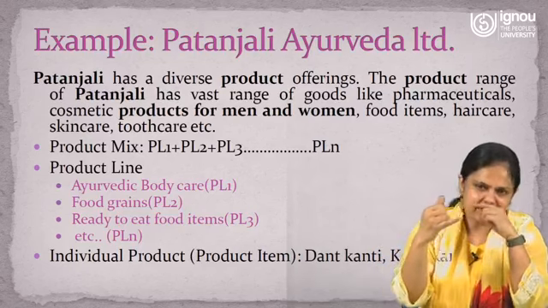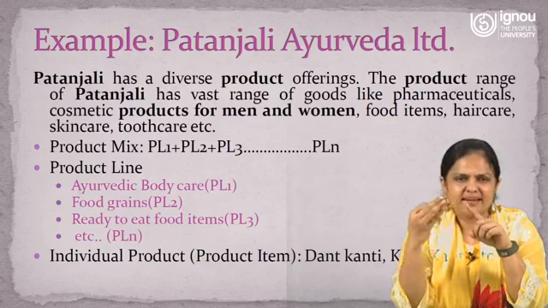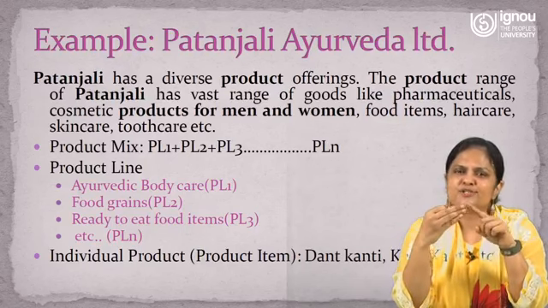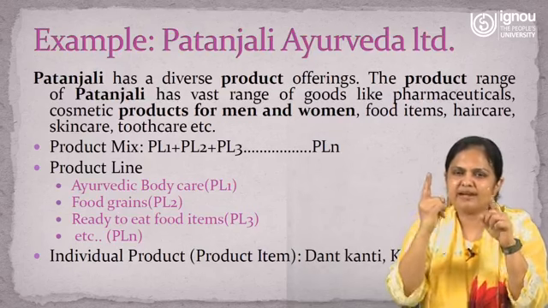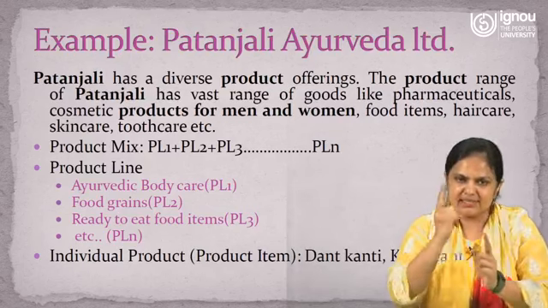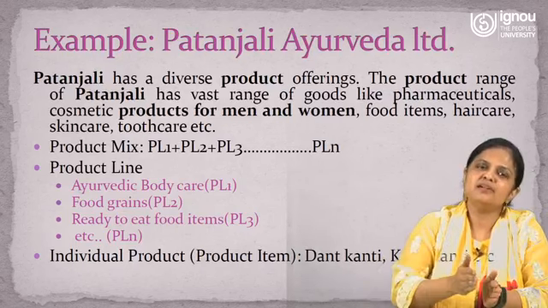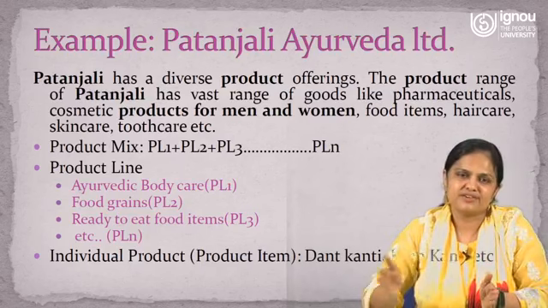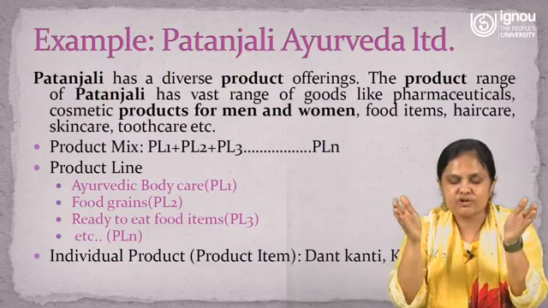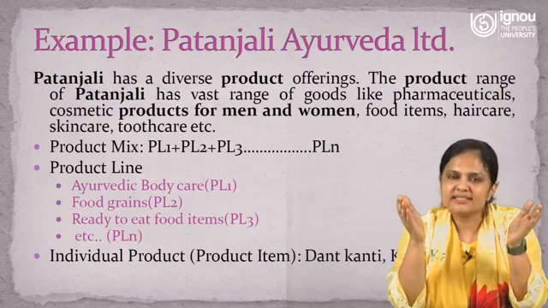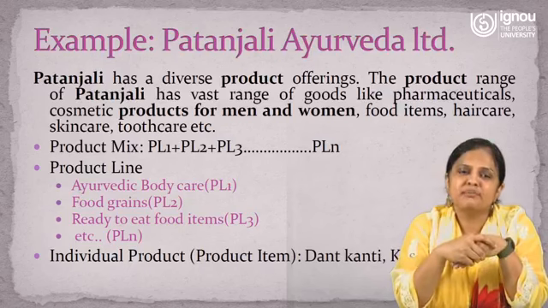If I take pharmaceuticals, cosmetic products, food items, hair care and all as separate product lines, then pharmaceuticals is one product line. Under this product line, they may be offering certain variants, different medicines, right? So that becomes a product line. But when we talk of all the product lines, or all the products in the different product lines together, it becomes the product mix.